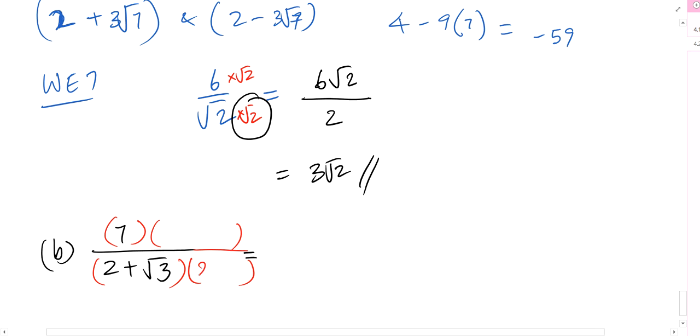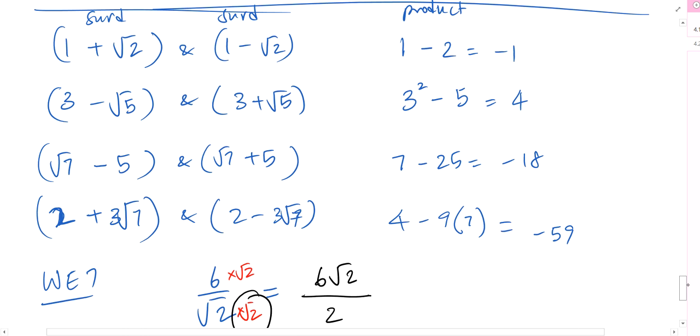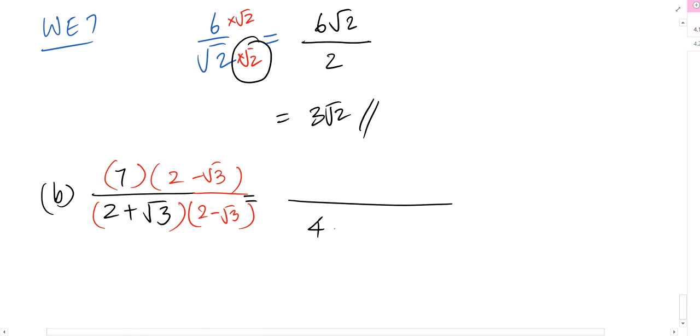How about 2 plus square root 3? 2 plus square root 3 will not give you a rational number. But when we try multiplying by 2 minus square root 3, and 2 minus square root 3, then I know that the denominator is going to end up with, we did a lot of practice, right? What is the denominator? 4 minus 3, which is 1. Okay, numerator? 14 minus 7 root 3. Okay, that's the answer. 14 minus 7 root 3.